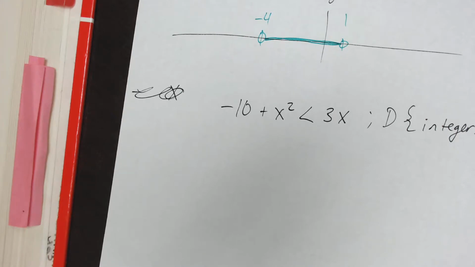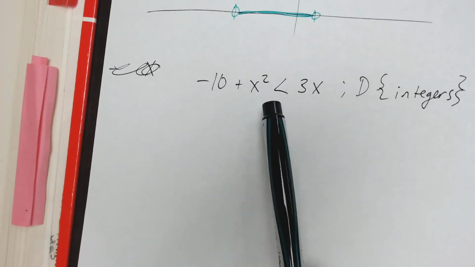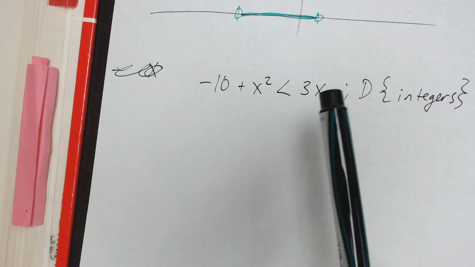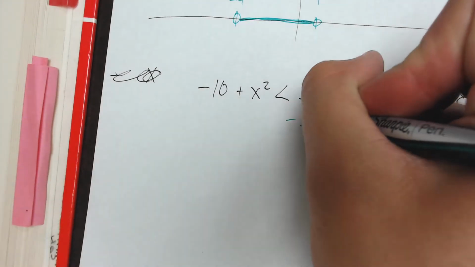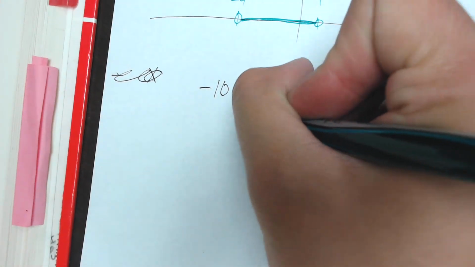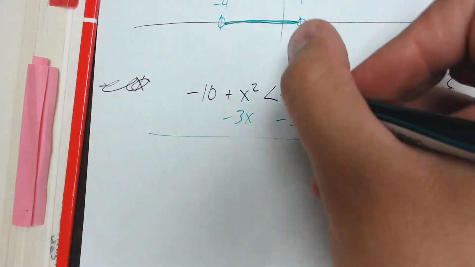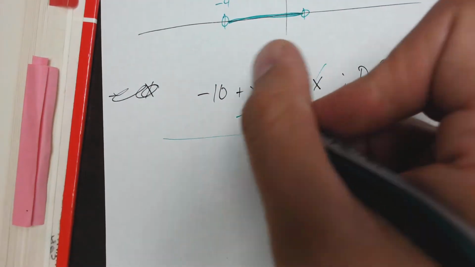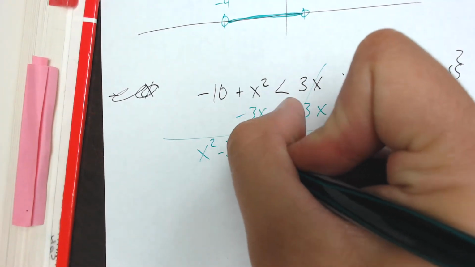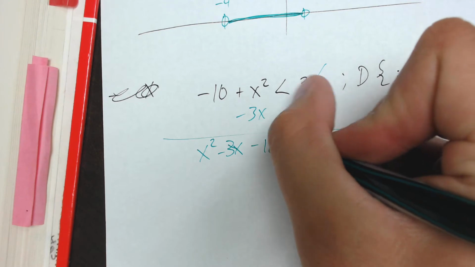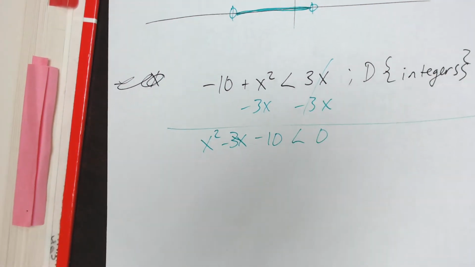For this example, first thing, our quadratic is out of order and we've got some numbers on the wrong side, so let's correct this by subtracting 3x from each side. Then we'll rearrange the left side to put it in descending order. So we'll put x squared up front, minus 3x next, and then last will be minus 10. That is all less than the number 0.